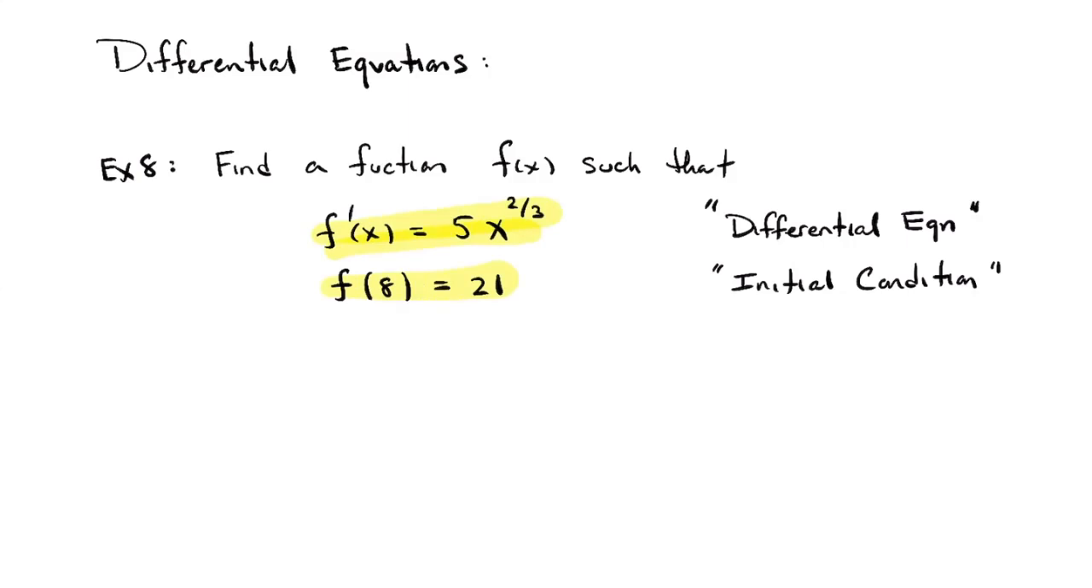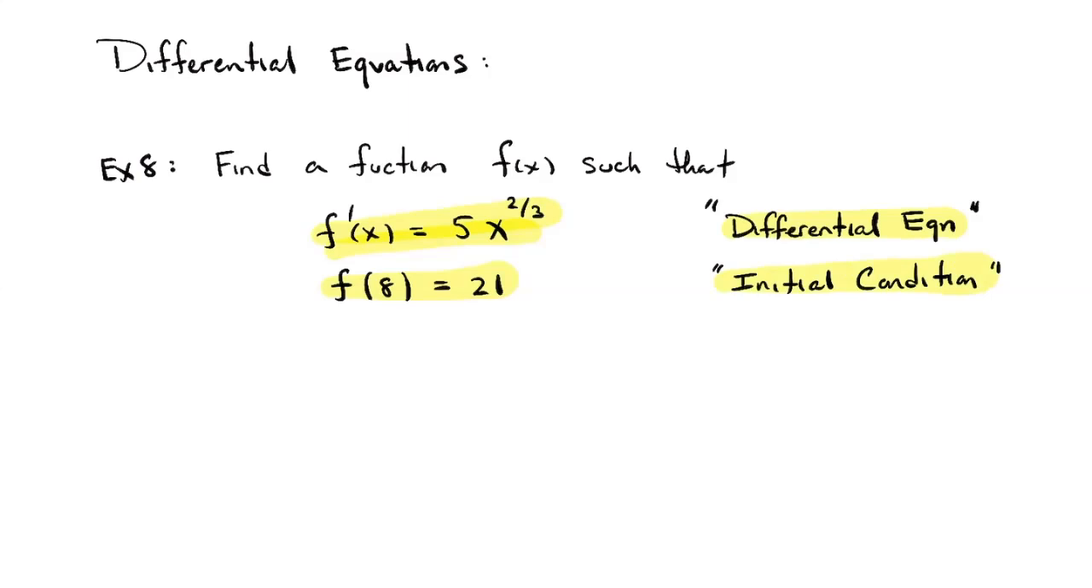So the first statement is called a differential equation. It's an equation in an unknown function, and it involves its derivatives. So the solution to a differential equation is not a number, it's a function. This second thing is called an initial condition. It's just some value of the function at some point. Okay, so we're solving a differential equation subject to that initial condition.